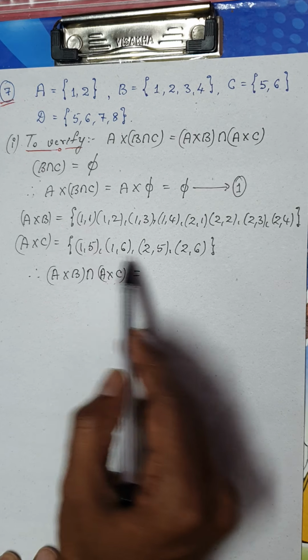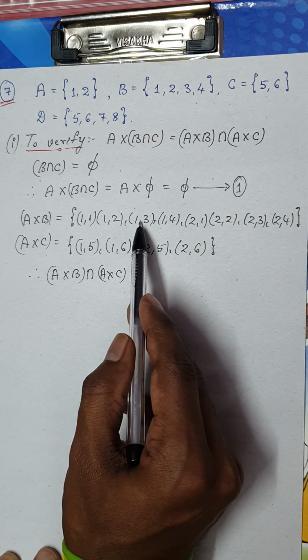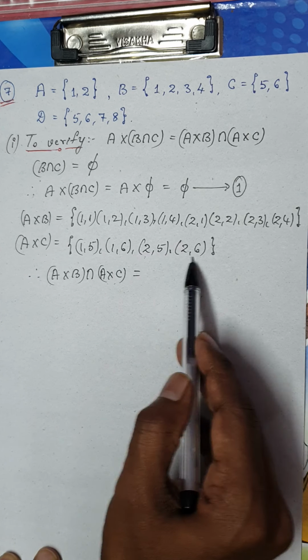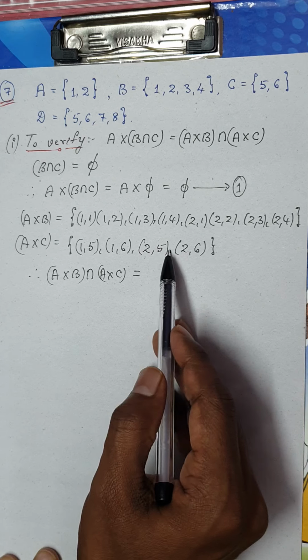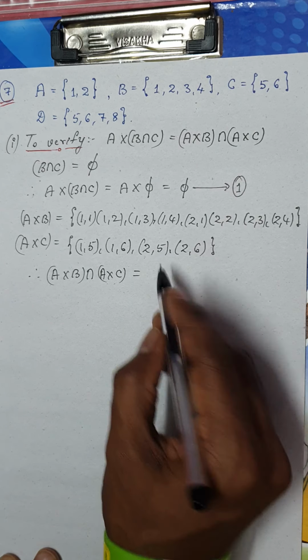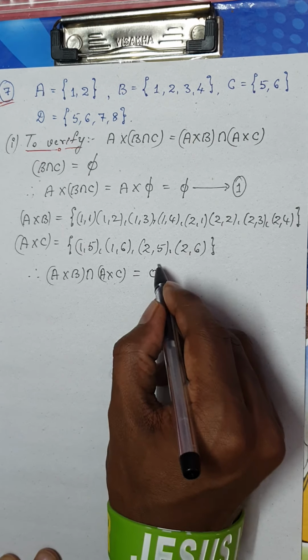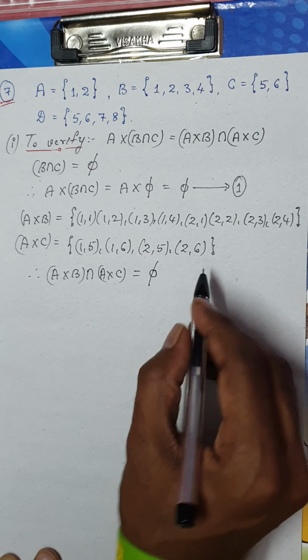So I have 1, 1, I don't have here. 1, 2, no. 1, 3, no. 1, 4, no. 2, 1, I don't have. 2, 2, I don't have. 2, 3, I don't have. 2, 4, I don't have. That means there are no common elements in these two sets. That means A cross B intersection A cross C is the null set.